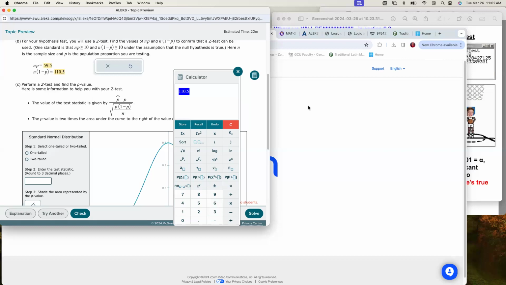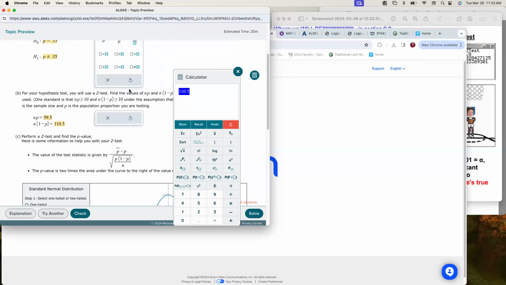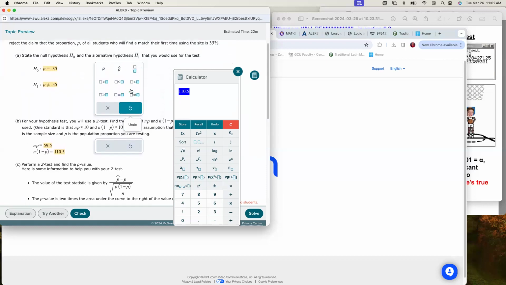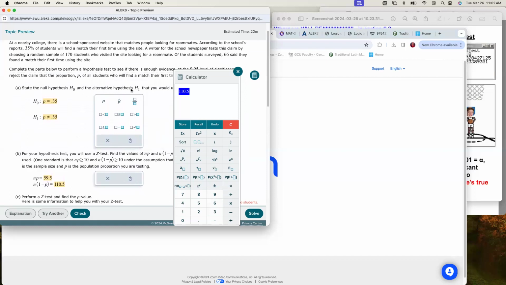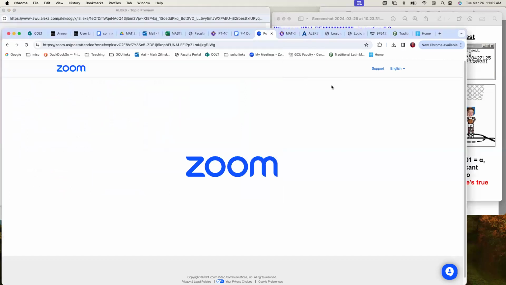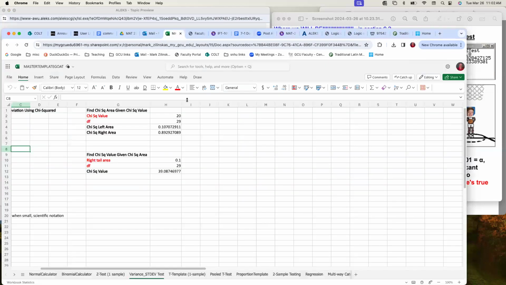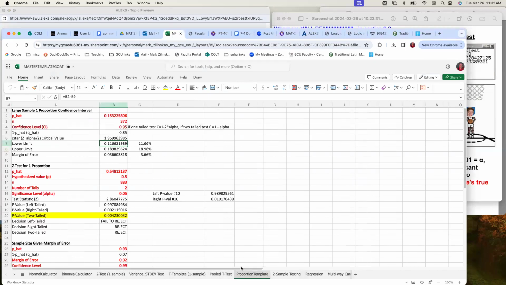This is kind of where that template comes in. And I'm just going to have, because I'm going to be swapping back and forth here, I'm going to set this up in here. So if I can remember 66 out of 170, we should be good. So I am going to go to the template here, where I'm going to take a look at the proportion template. Okay. And what I'm going to do is we're doing a test for one proportion, Z test for one proportion. So I'm going to type in an equals here, and 66 divided by 170.